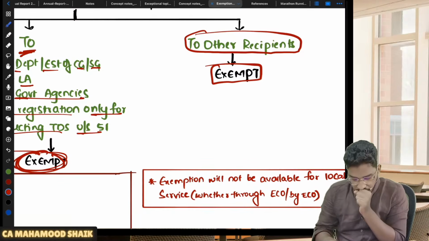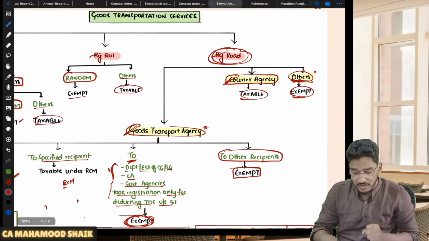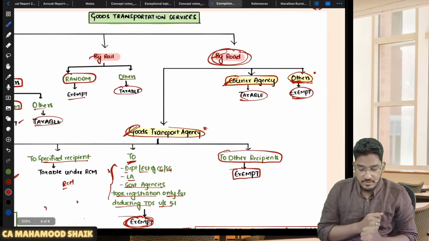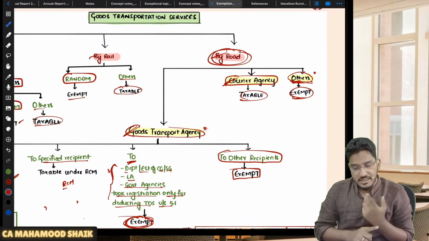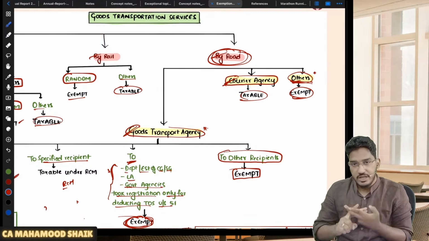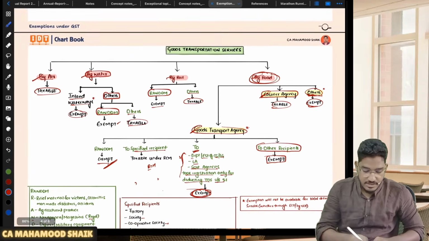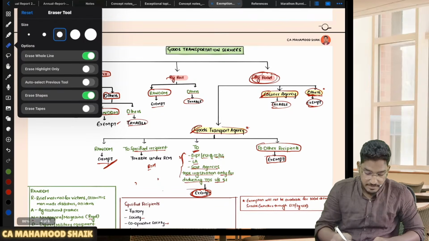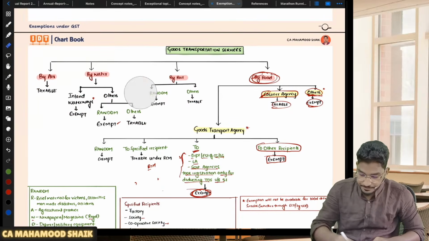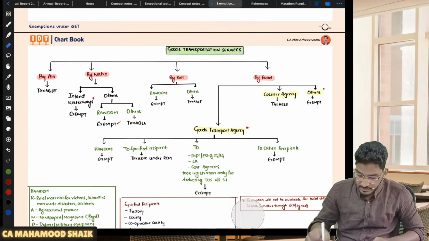Okay, clear? So once again, if you look at the overall structure: goods transportation services by way of road through a goods transport agency are taxable, subject to exemptions. Courier agency is always taxable. Others are exempted. But at various places, I have kept a star mark.